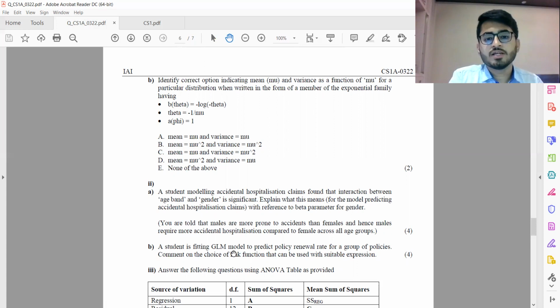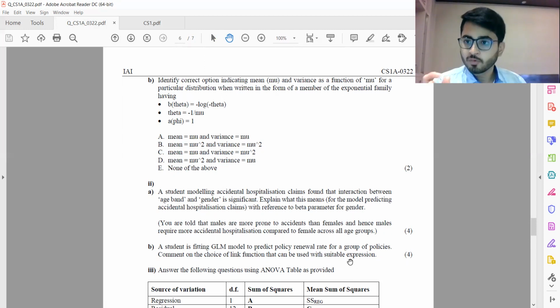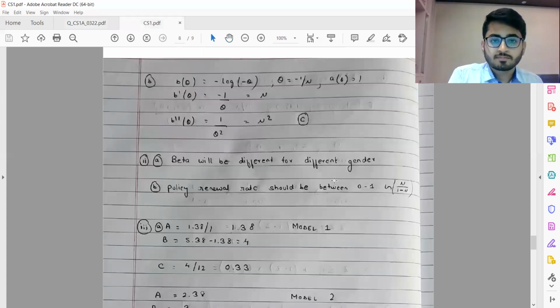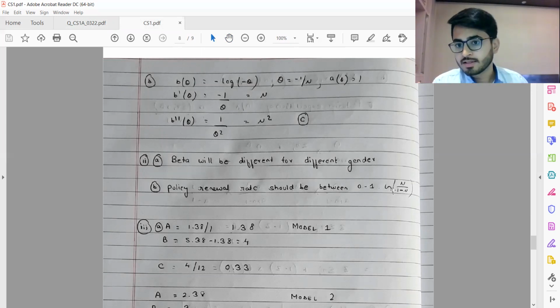Part B, a student is fitting GLM model to predict policy renewal rate for a group of policies. Comment on the choice of link function that can be used with suitable expression. We need to find the policy renewal rate. So if we define that to be the proportion of policies being renewed, it should ideally be between 0 to 1. So my natural link function for this will be the logit function, which is basically ln of mu by 1 minus mu. This becomes my eta. This will ensure that whatever be the value of eta, the value of my mu will always lie between 0 to 1. That is the underlying essence over here.